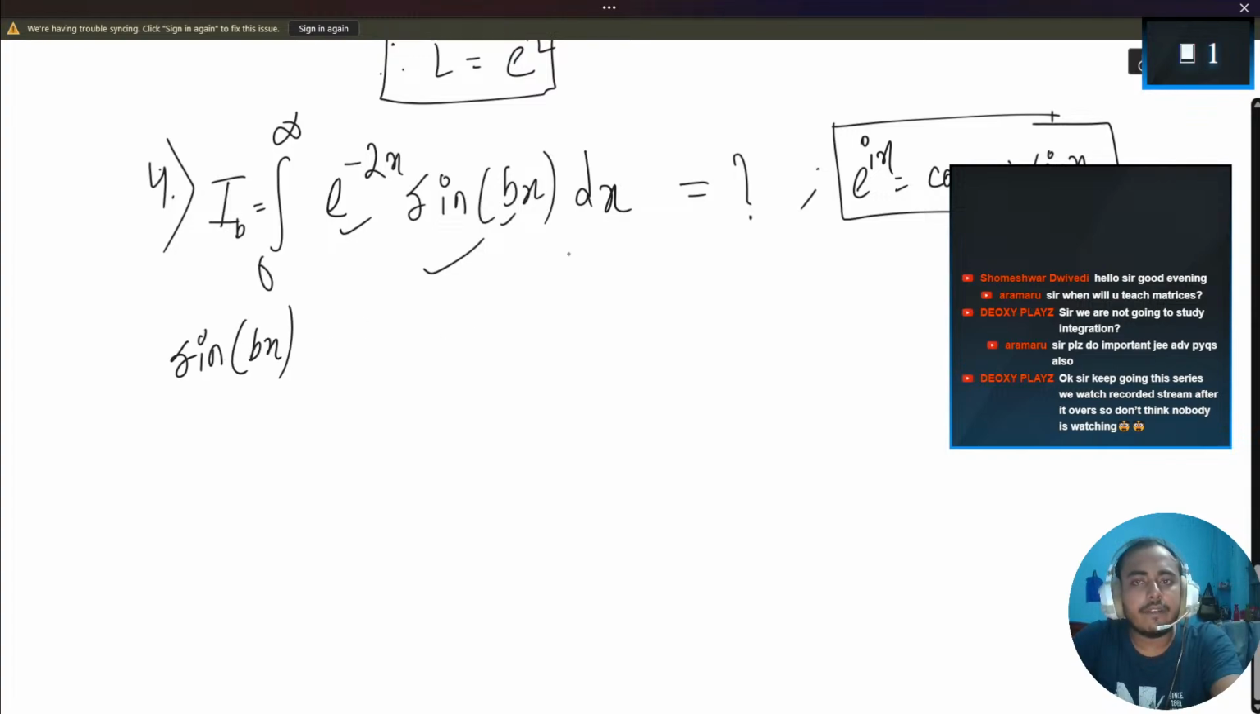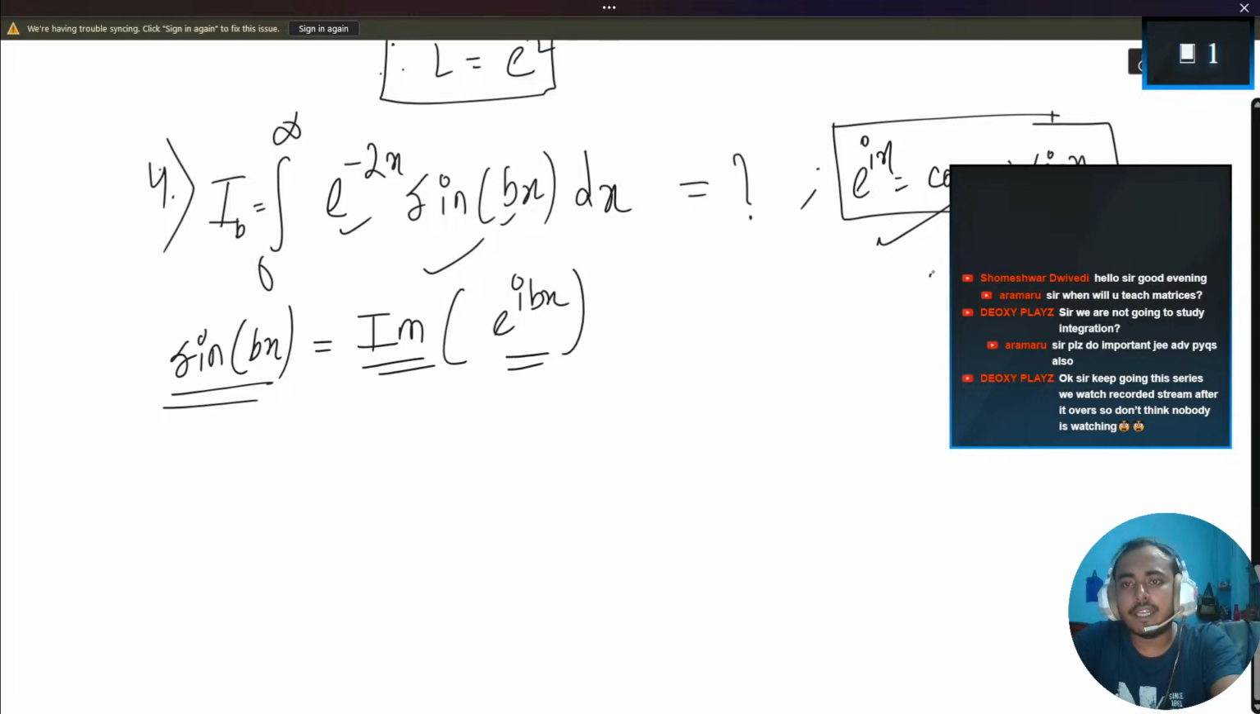If you understood this Euler's formula, sine of bx is simply the imaginary part of e to the power ibx. Okay. So sine of bx is the imaginary part of e to the power ibx. This comes directly from Euler's formula, where you can see that the imaginary part of e to the power ix is sin x and the real part is cos x. Correct.